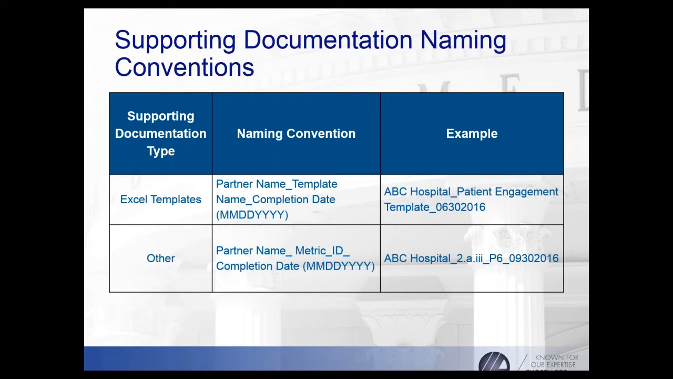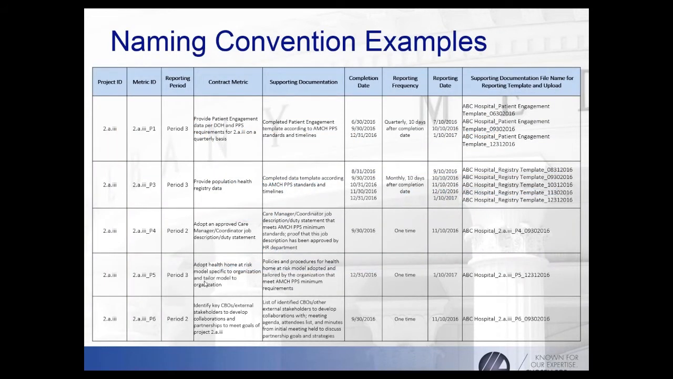Now we're going to review just some of the high-level supporting documentation requirements, some of the naming conventions, and what that would look like. So as you are saving your supporting documentation, we do request that you please use this naming convention that we are providing here, and also in your reporting guide, where you will also find additional examples. This really helps AMCH gather all the documentation, easy to find, make sure that it's being saved accurately, and it's assigned to the accurate metric by appropriate date.